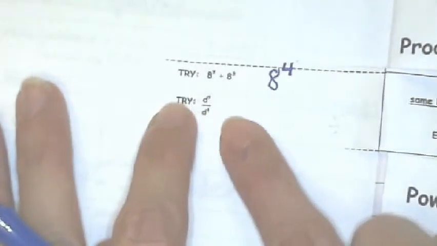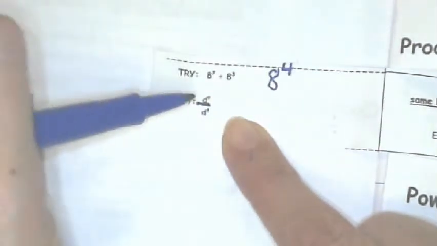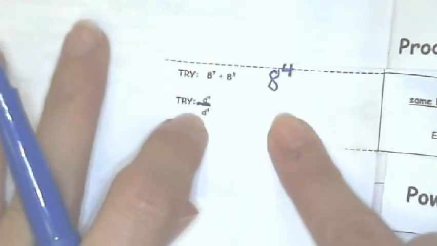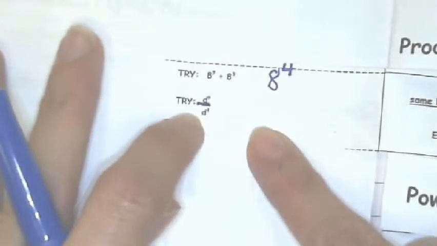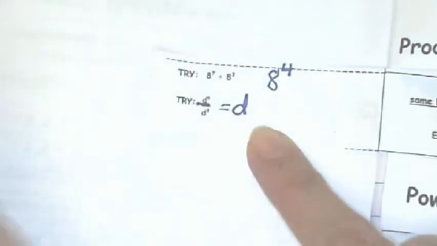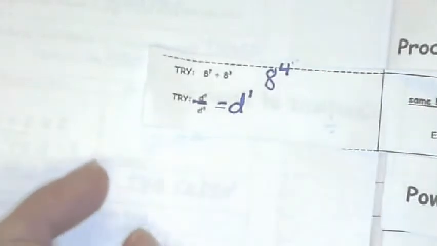Same thing here. This also means division. If it's written like a fraction, it's also division. So if I'm dividing the same base, my base is D, so I have 9 D's on top and 8 D's on the bottom. All I have to do is subtract. 9 minus 8, and you can rewrite it as D to the 1st, or just D. So that is quotient of powers.